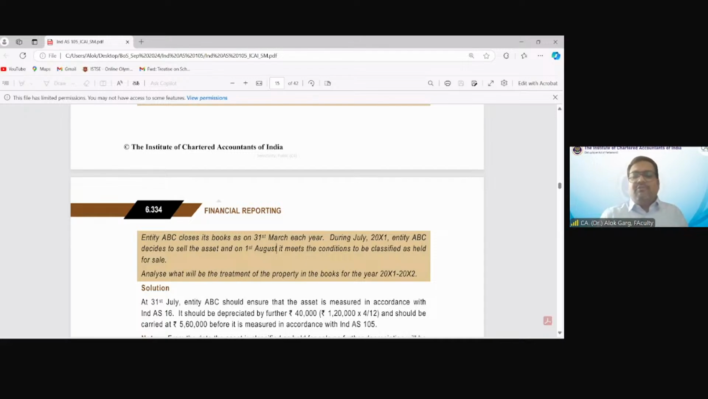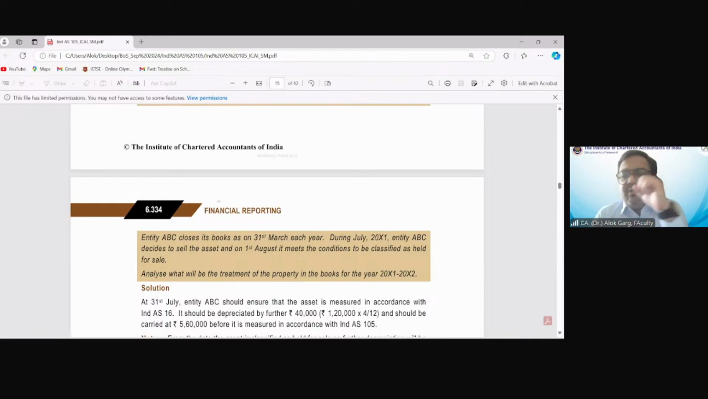First of all, you have to write that up to 31st July, this asset was PPE. Then on 1st August, it becomes NCA HFS, because it was meeting the condition of held for sale. It becomes NCA HFS.